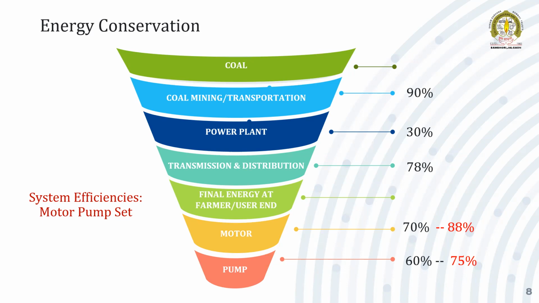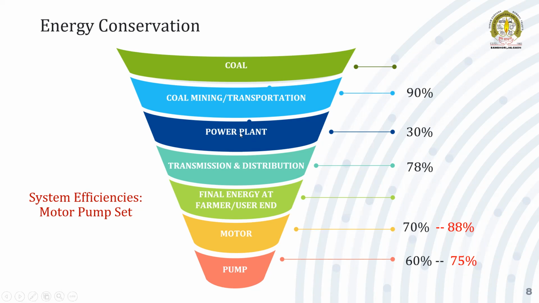First, the coal is transported from the coal mine to the power plant. The loss during this stage is 10%, so 90% of the coal available from the coal pit reaches the power plant.